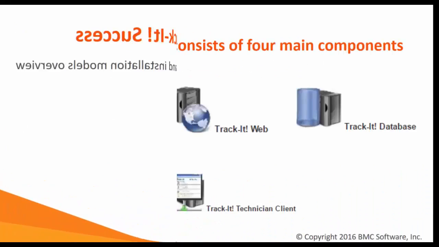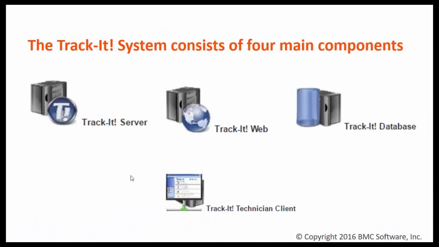So let's begin. The Track It system consists of four main components, namely the Track It server, the Track It web, the Track It database, and the Track It technician client. Depending on how you install these components, we have 5 different installation models.